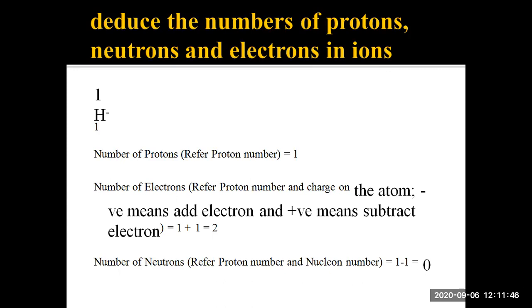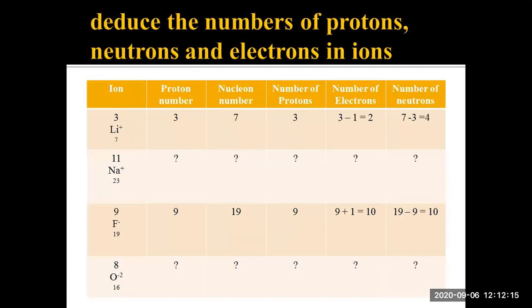Now we want to deduce the number of protons, neutrons, and electrons in negative hydrogen ion. Number of protons is same, that is 1. If you want to calculate the number of electrons, so you will have 1 minus 1. Sorry, 1 plus 1, because the sign is minus. So it means you have to add 1. So it becomes 2. This atom has 2 electrons. Number of neutrons will be equal to 0, because 1 minus 1 is 0.